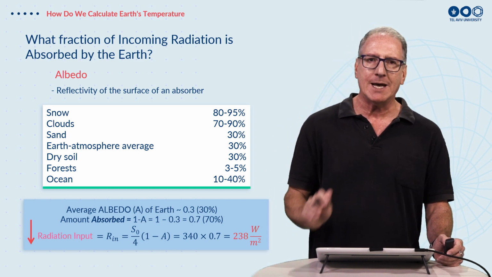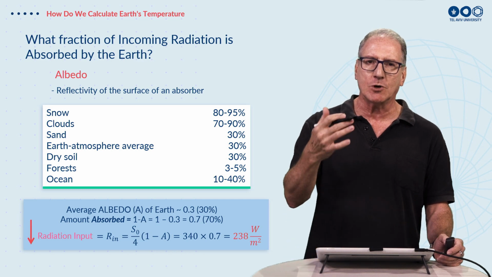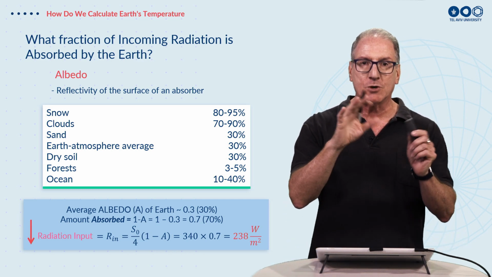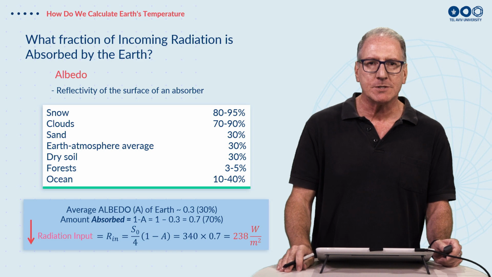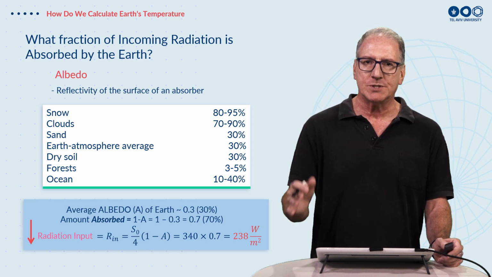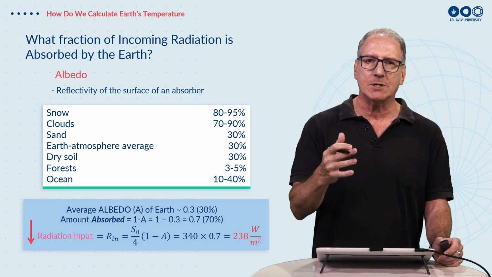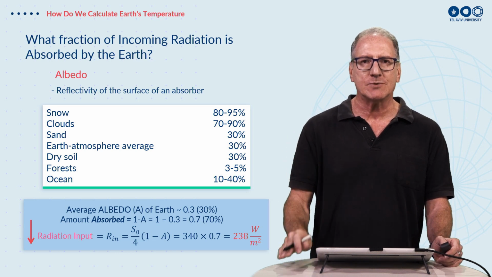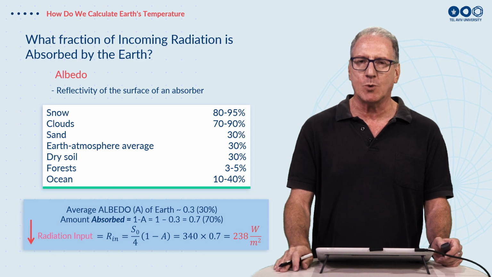So now we have to add in the equation at the bottom: we have the solar constant divided by 4 because of the ratio of the areas. And then we have how much is absorbed, which is 1 minus the albedo, 70%. So we have 340 times 0.7, which now leaves us with 238 watts per square meter.